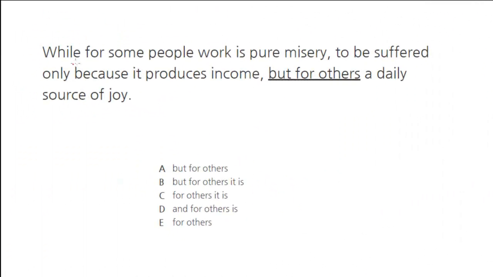So this one says, "While for some people work is pure misery, to be suffered only because it produces income, but for others, a daily source of joy." And what you'll notice right away is that this is not a sentence. A is not a sentence. Why? Because this starts with a dependent marker word. While means it's a dependent clause. I know they give you the transition, but after this, let's take it out, right? This is the meat of the sentence: for others, a daily source of joy. It's a fragment, so it can't be A, right?